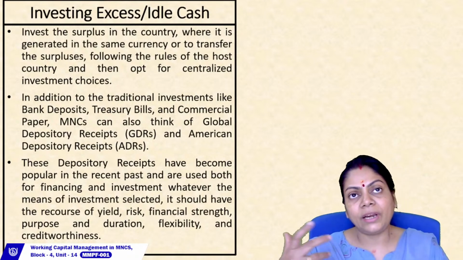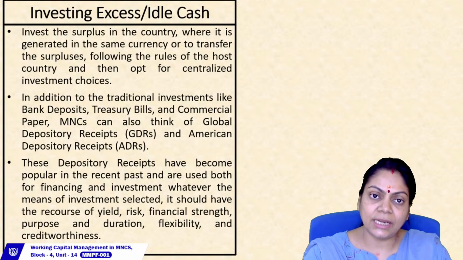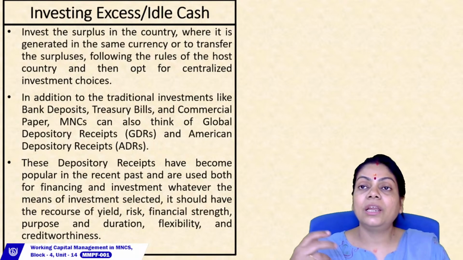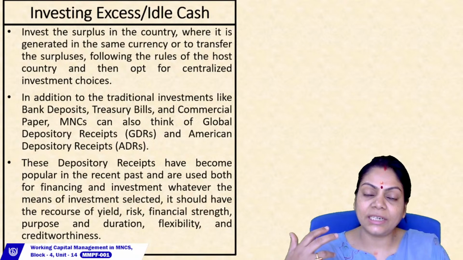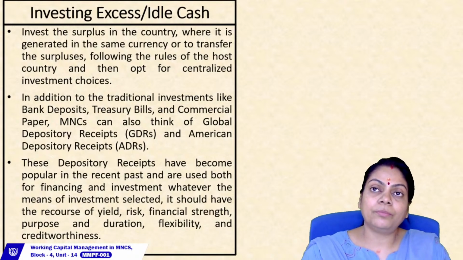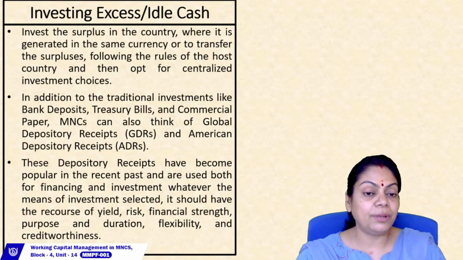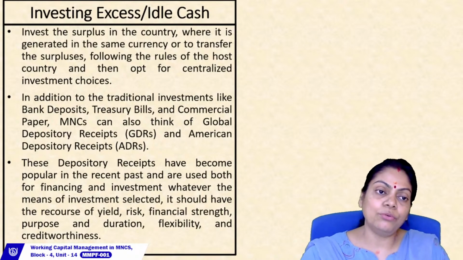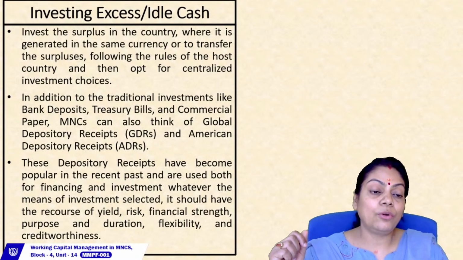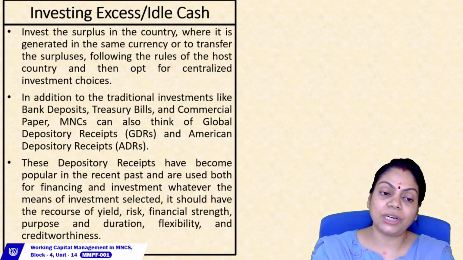Now, when I'm talking about investment choices, please keep in mind that we're not talking about investment in machines and equipment. Since we're talking about working capital management, we'll be talking about investments in various short-term assets and parking the funds for a very short time. If you have operations in one country, you can talk about the traditional investments like bank deposits, treasury bills, and commercial papers. But when you're talking about a multi-country operation or MNC, you can also think about global depository receipts, which are called GDRs. We can also talk about American depository receipts, which are the ADRs.